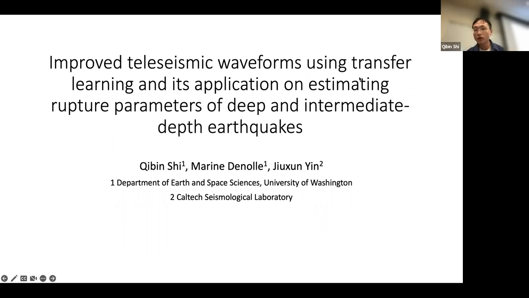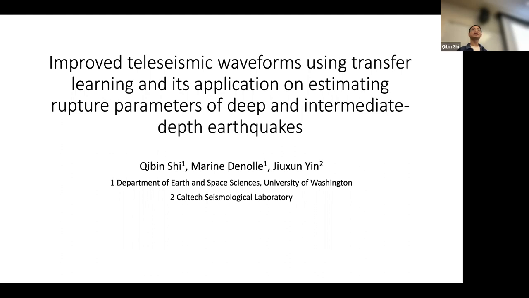Qibin got his undergraduate degree at Nanjing University in China in the School of Earth Science and Engineering. He then did his PhD at the Earth Observatory of Singapore at Nanyang Technological University. A lot of his PhD research focused on fault processes, both modeling and looking at data as well. Most recently, he's been doing a postdoc here at UW in Marine's group. He arrived in March, spring of last year. So today he's going to present some of that initial postdoc work.